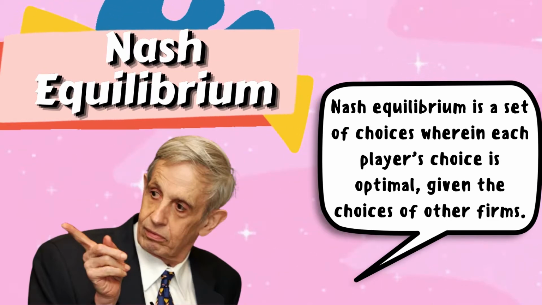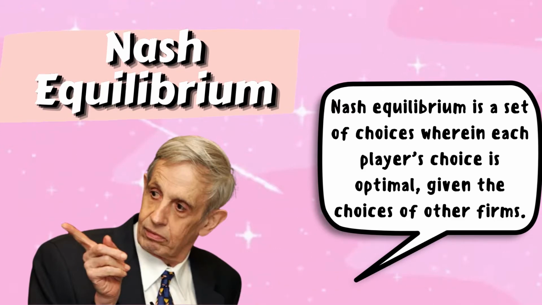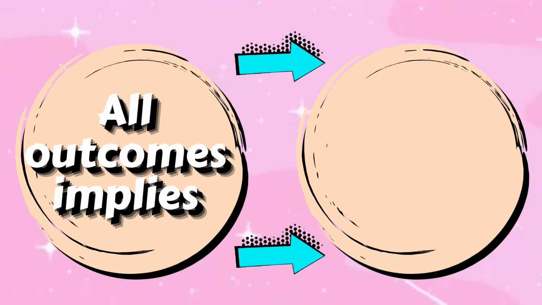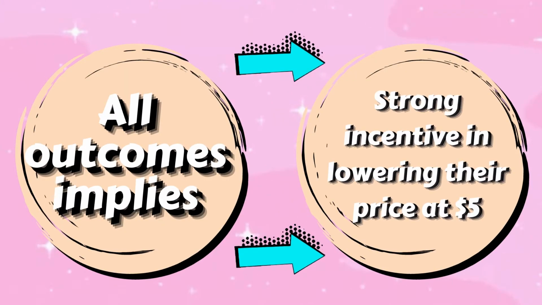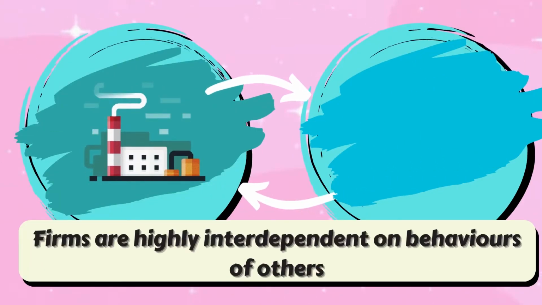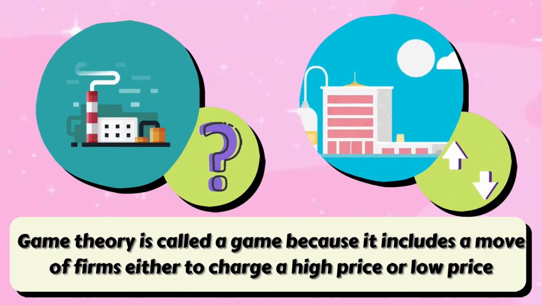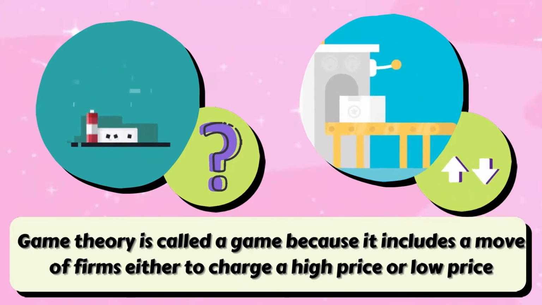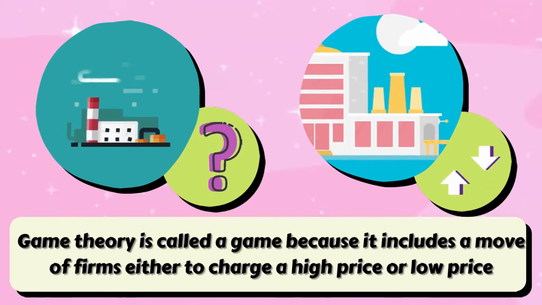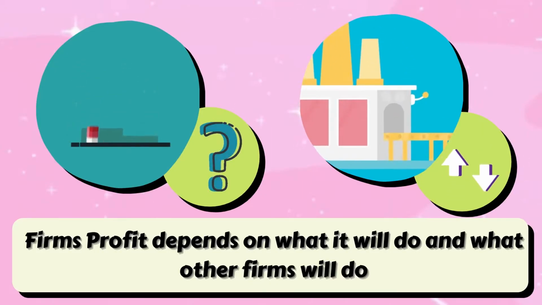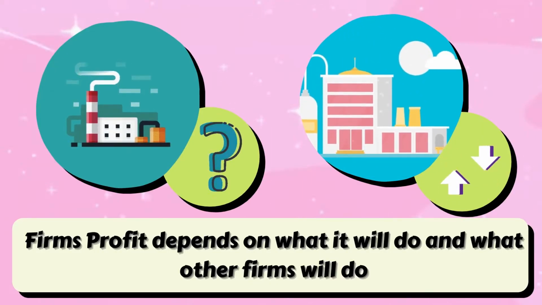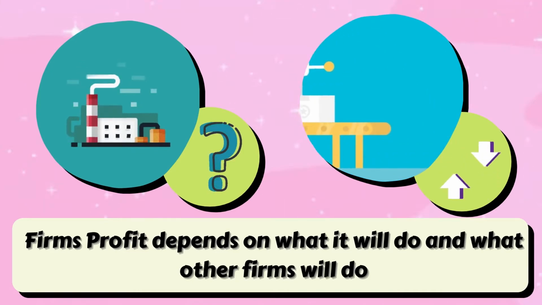So Nash equilibrium is a set of choices wherein each player's choice is optimal, given the choices of other firms. The outcomes imply that both firms have a strong incentive to lower their price to $5, wherein they are highly interdependent on the behavior of others. This is what game theory shows us, and this is called a game because it includes a move of firms either to charge a high price or a low price. A firm's profits in an oligopoly depend not only on what the firm does, but also on what other firms or their competitors will do.